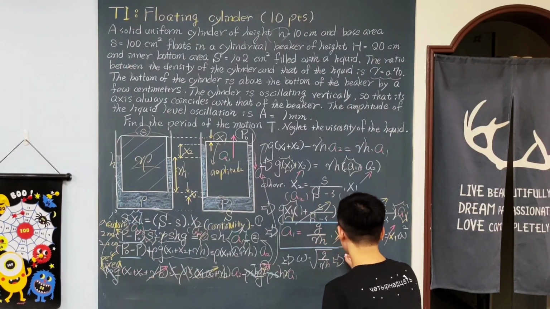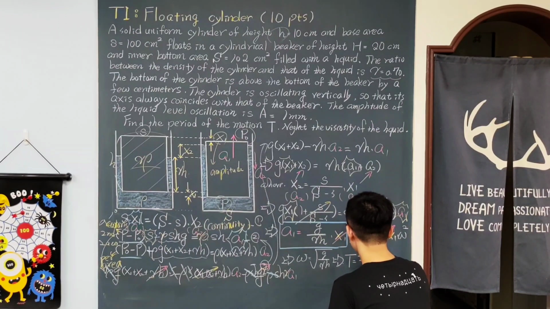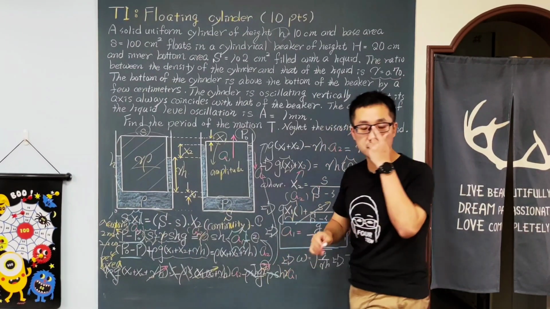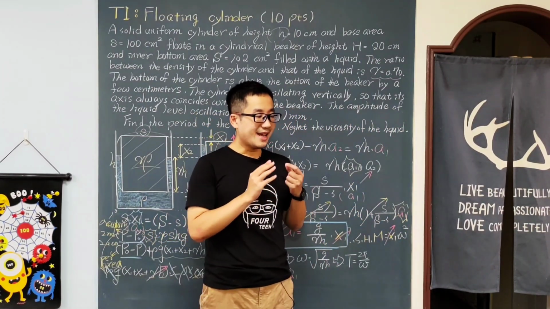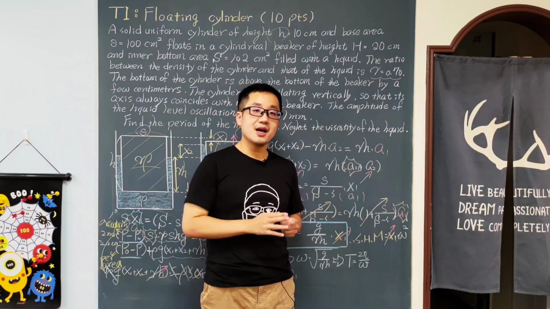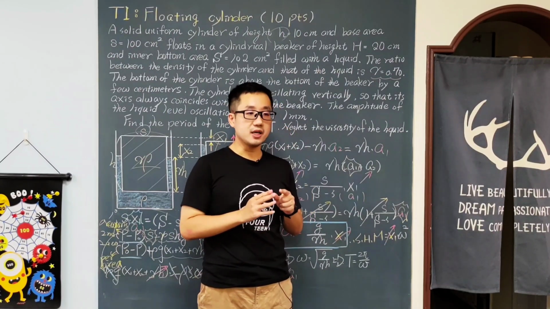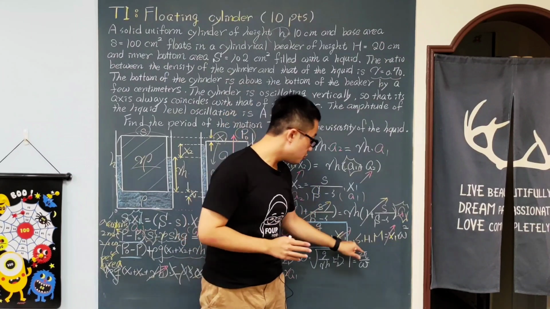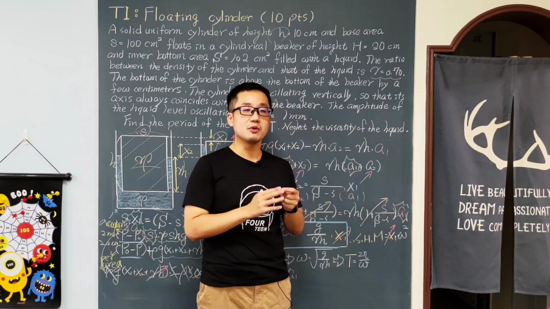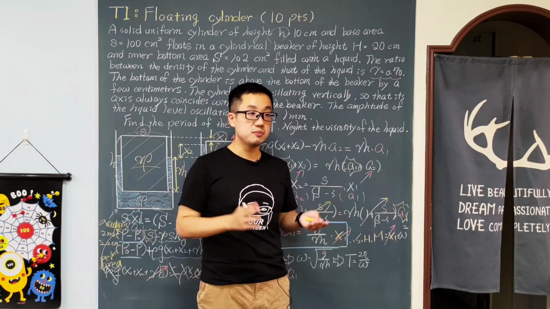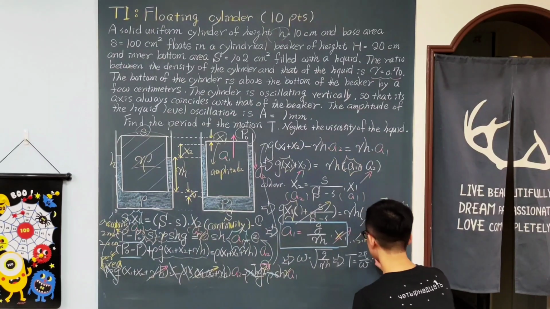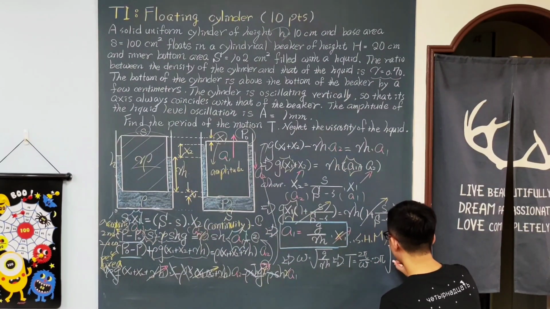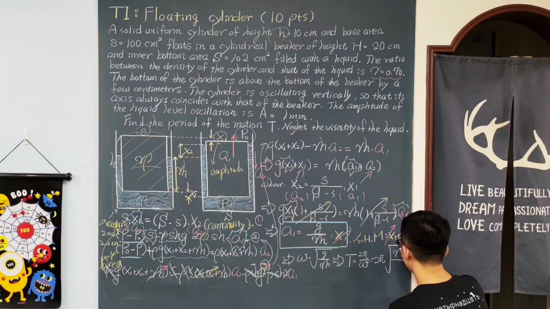With this omega, we know that T is 2 pi divided by omega, because omega is the angular frequency, which means the angle it can change per time. And 2 pi is the angle for a whole circle. So 2 pi divided by omega means how much time you need to complete a whole circle, which is the period. So the period is 2 pi times the square root of gamma h divided by g.